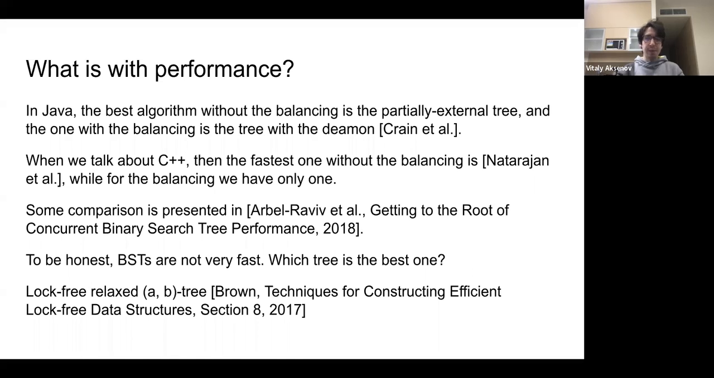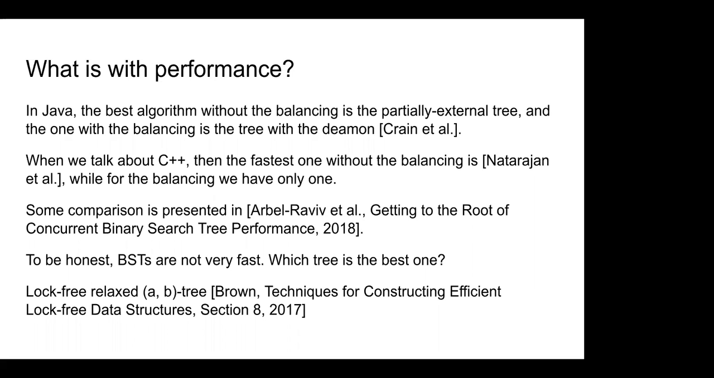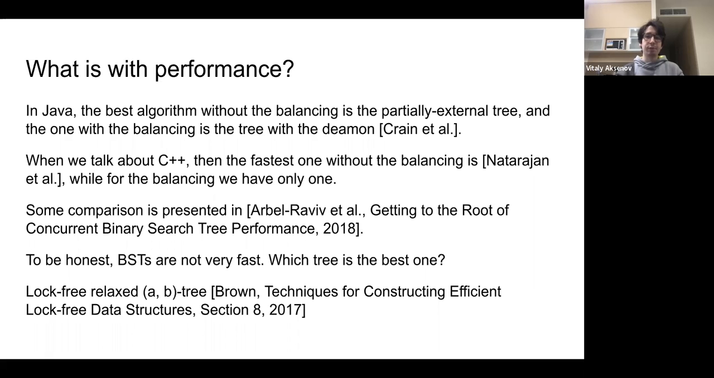And to be honest, BSTs are not really fast. Instead, I would suggest using the (a,b)-tree if you want to. There is Trevor Brown's work again, the lock-free relaxed (a,b)-tree. The (a,b)-tree is a generalization of 2-3 trees. Yes, exactly, it is the general case for a 2-3 tree. And again, Brown's work is based on LLX and SCX, which luckily are a little bit better than compare-and-swap and CAS-N.